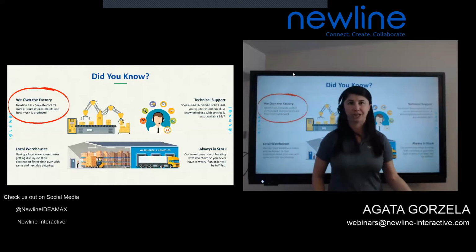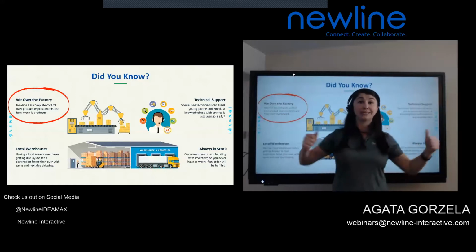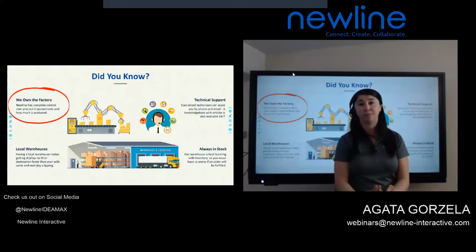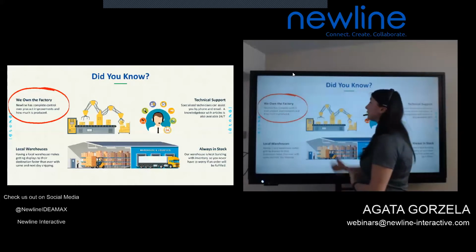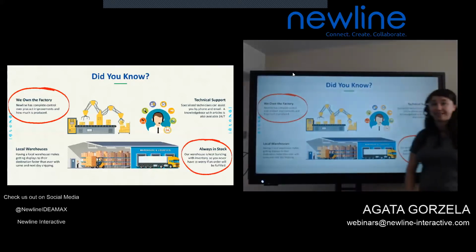We can make those changes and we can do it a lot faster. So we actually have people at Newline in the US that communicate directly with the factory floor, and we can get those changes implemented really, really quickly. So that's a big thing about owning the factory. Another thing that gives us is that we are always in stock.